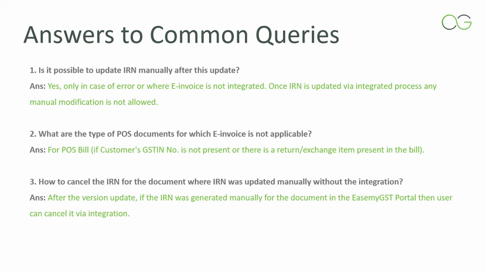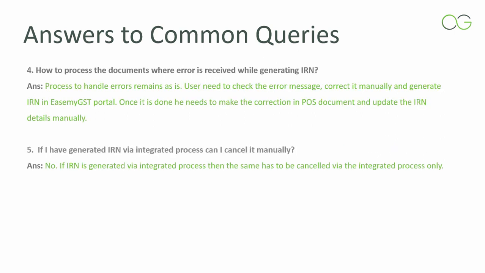Query number 3. How to cancel the IRN for the document where IRN was updated manually without the integration? After the version update, if the IRN was generated manually for the document in the EaseMyGST portal, then user can cancel it via integration. Query number 4. How to process the documents where error is received while generating IRN? Process to handle error remains as is. User needs to check the error message, correct it manually and generate IRN in EaseMyGST portal. Once it is done, he needs to make the correction in POS document and update the IRN details manually.